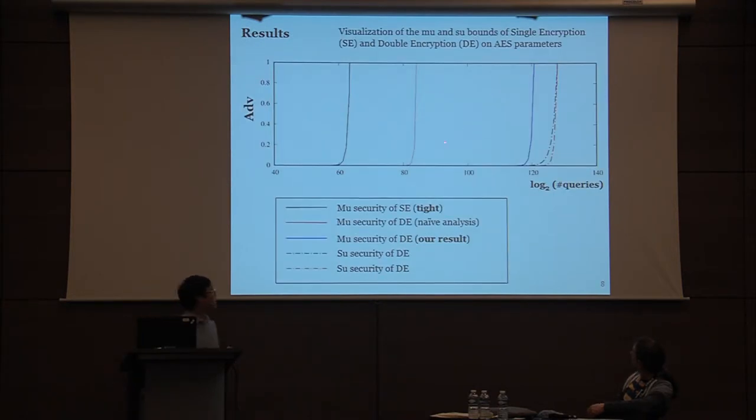So here's a visualization of the bounds that you've just seen. The hybrid argument tells us that double encryption has about 80 bits of mu security, but double encryption is actually much stronger, providing about 115 bits of mu security. Thus, there's a huge gap between the security of double encryption and that of single encryption.